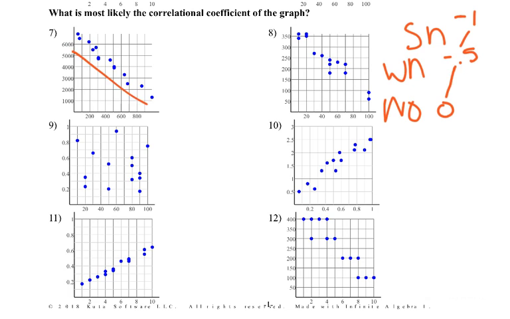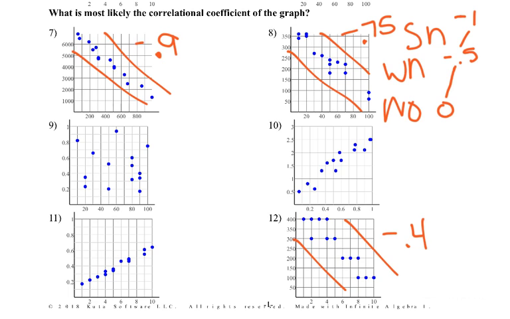So let's look at all our negatives. I'm looking at this negative, that's a negative, and that's a negative. If I look at 12, it's definitely weaker than 7 and 8. 7 is pretty close to a line, so it'd probably be -0.9. Whereas 8 maybe would be like -0.75. Maybe even -0.6, -0.7, maybe even -0.8, somewhere in that range. 12 would definitely be weaker, so it'd probably be like -0.4, because it's still got a pretty good shape to it.